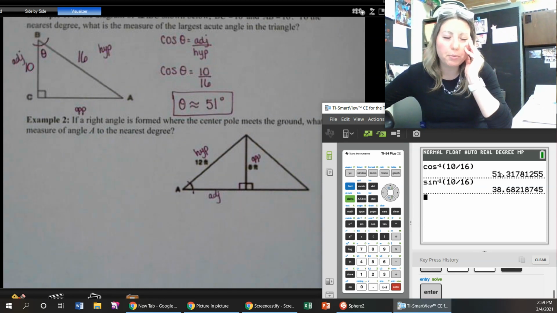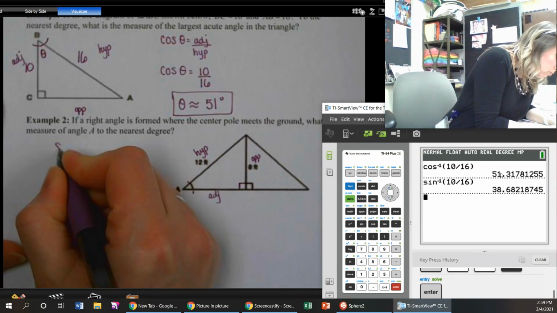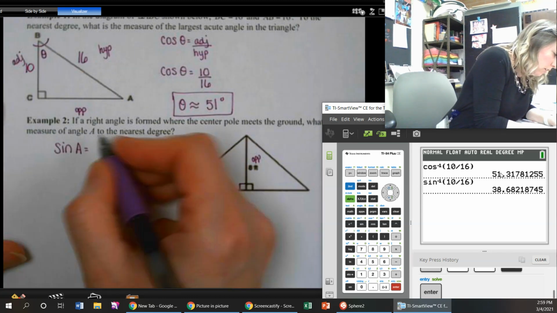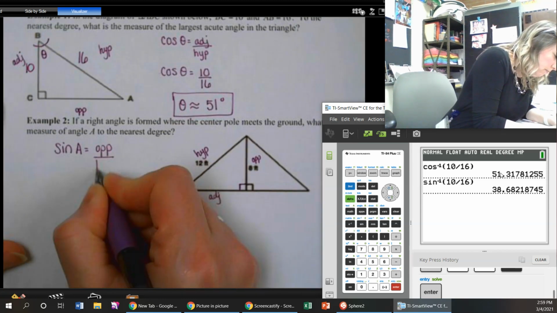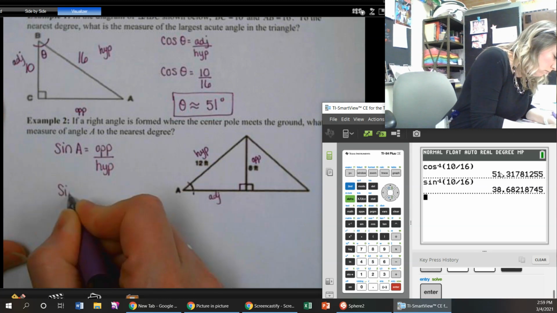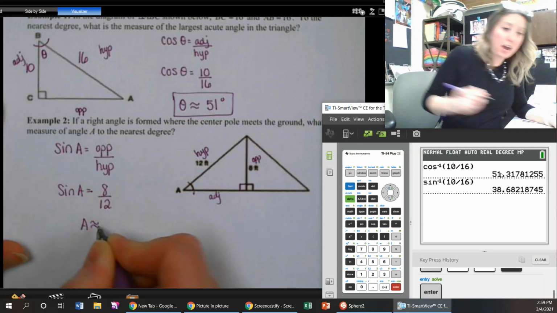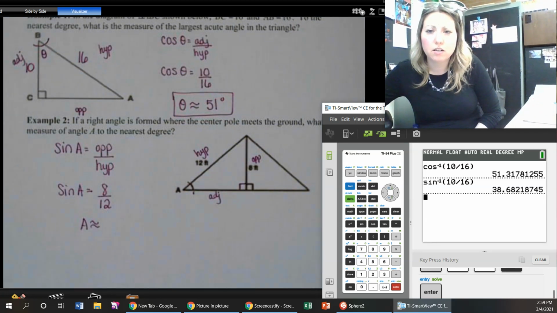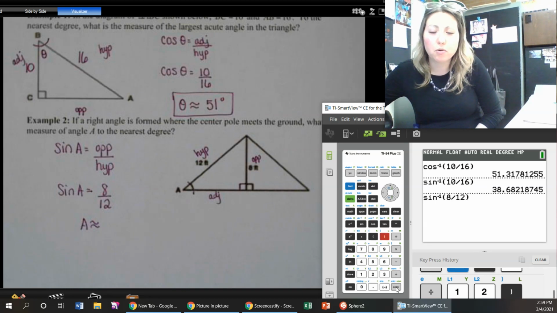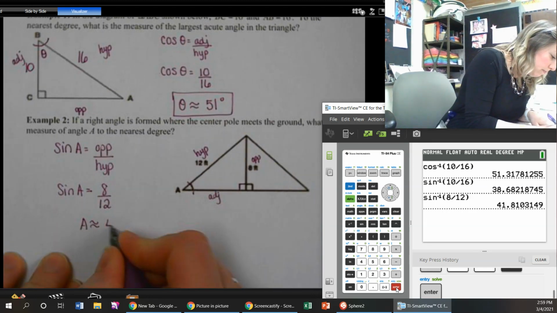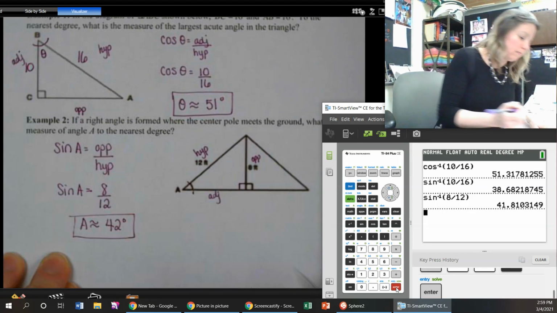So opposite over hypotenuse, so that's sine. So sine of A, that's the angle measure, right, is opposite over hypotenuse, which we can plug right in as 8 over 12. And that means the measure of angle A is going to be approximately, let's see, second and sine, 8 divided by 12, and parenthesis, round to the nearest degree, 42 degrees. There we go.